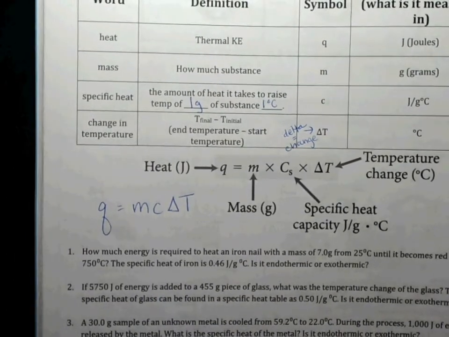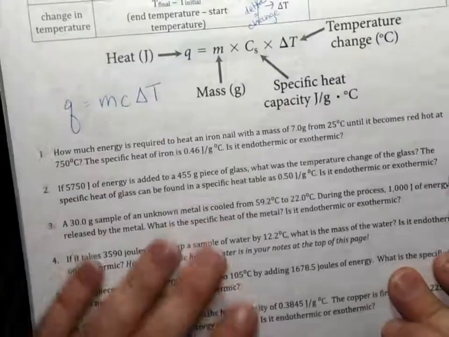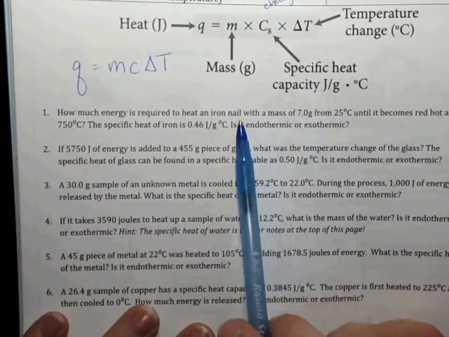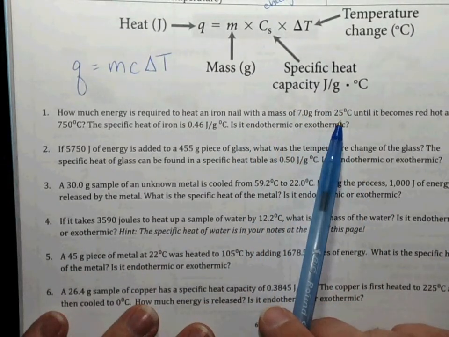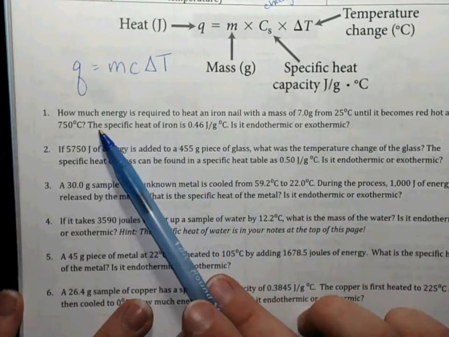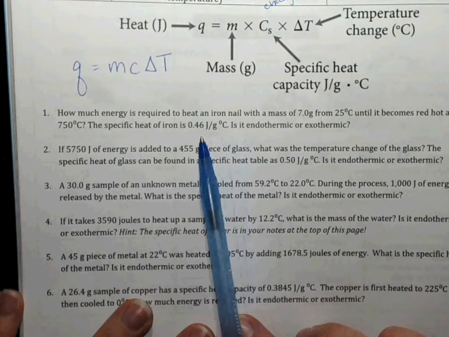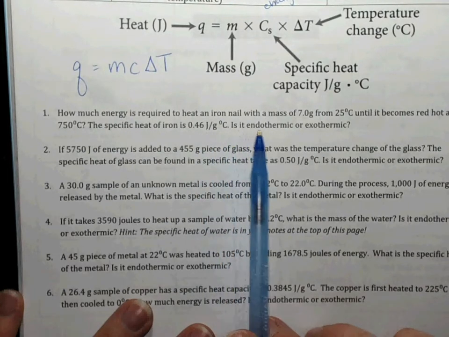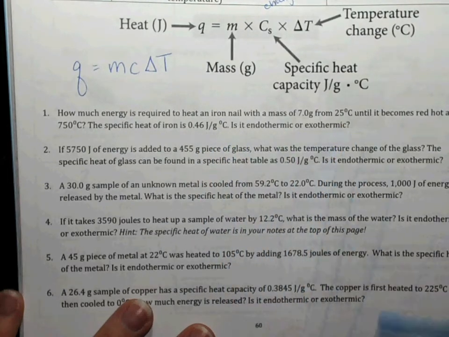Like number 1 here says, how much energy is required to heat an iron nail with a mass of 7 grams from 25 degrees Celsius until it becomes red hot at 750 degrees Celsius? The specific heat of iron is 0.46 joules per gram degrees Celsius. Is it endothermic or exothermic?